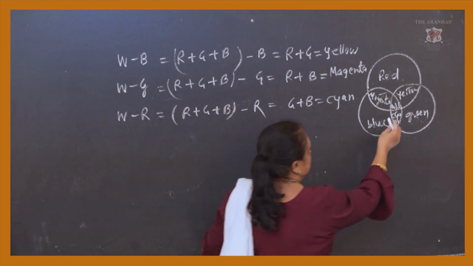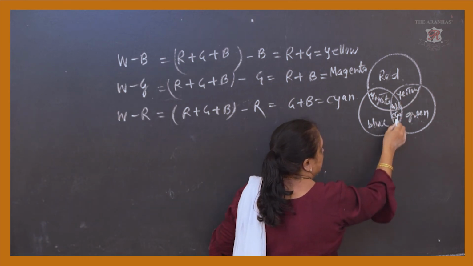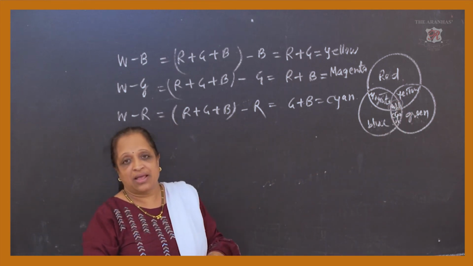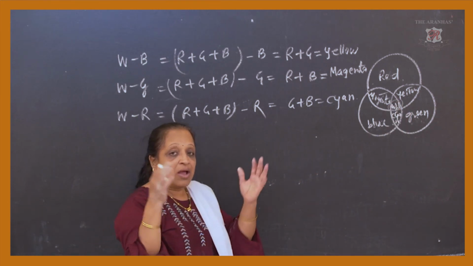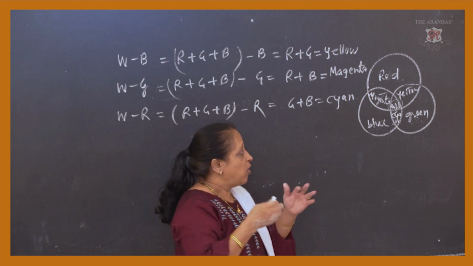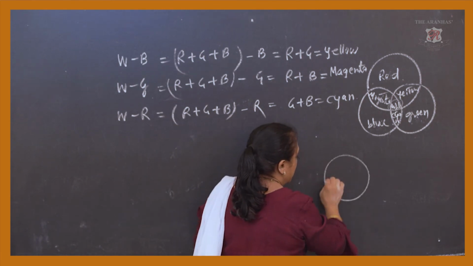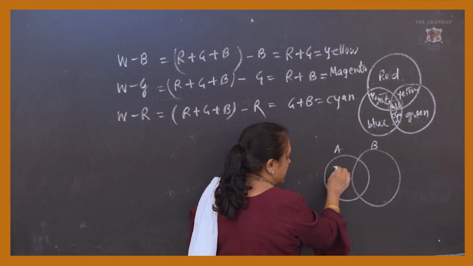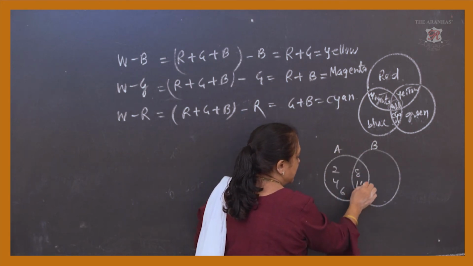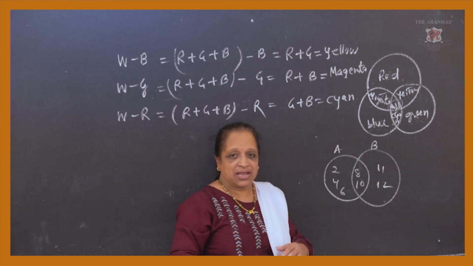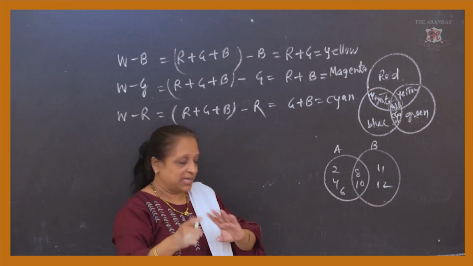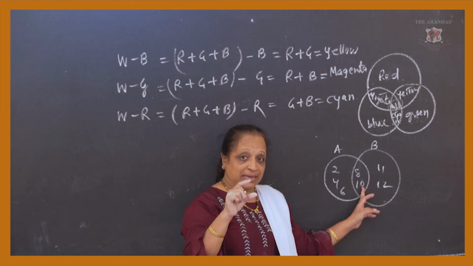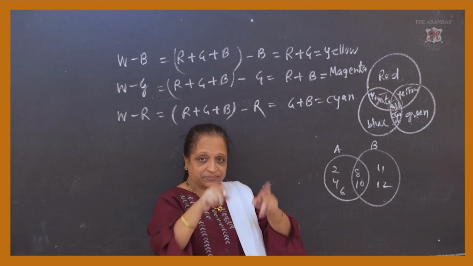Here you have seen the effect of these secondary colors, but in the center we have the white color. As we do in set theory, whatever is common in all, like if you remember in set theory, suppose this is set A and set B, and here 2, 4, 6 is there, 8 and 10 is common, 11 and 12 is there. I am just comparing this, to explain why we take white. So common elements in A and B, we write 8 and 10 in the center.